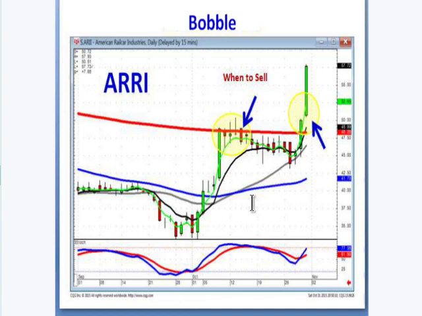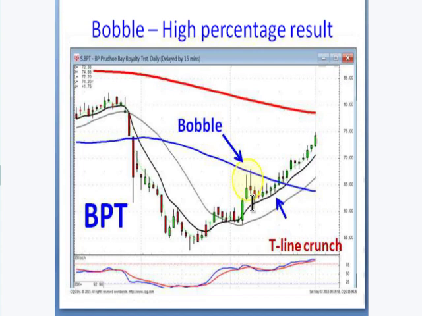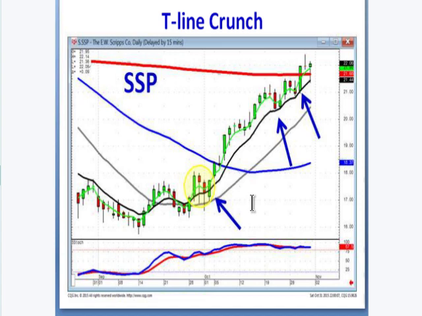A left-right combo. I'll see if I can find one. A left-right combo is basically a doji followed by a bullish engulfing signal, or at the top, a doji followed by a bearish engulfing signal. And this is what we call the T-line crunch.